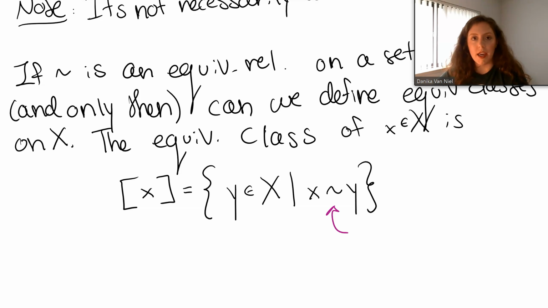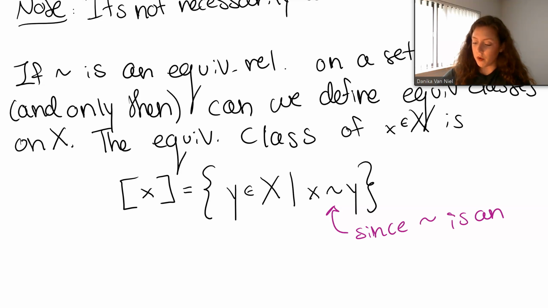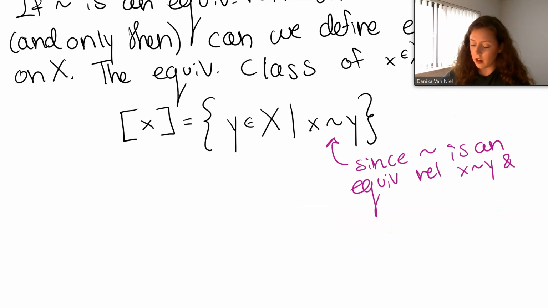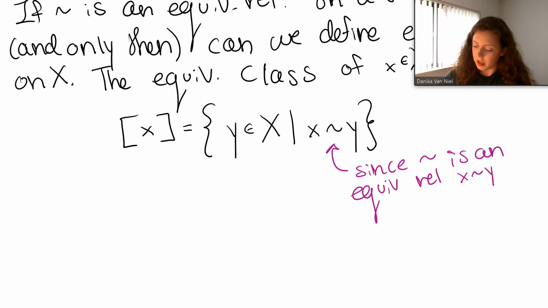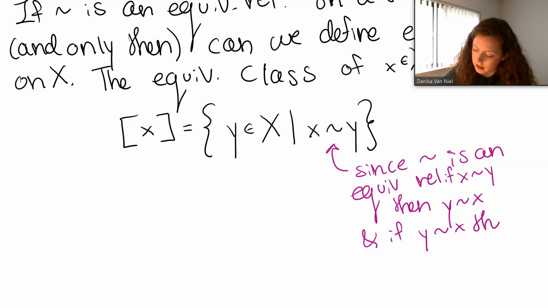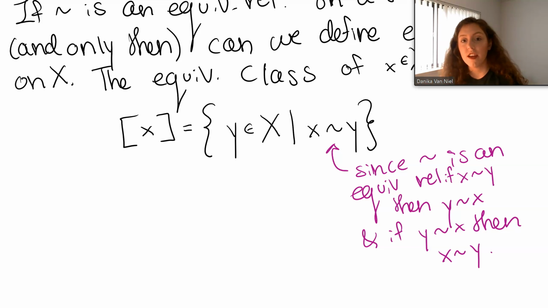Some of you might be thinking, and rightfully so, why is it x twiddles y and not y twiddles x? Well, since twiddle is an equivalence relation, if x twiddles y, then y twiddles x, and if y twiddles x, then x twiddles y, which means in general that it doesn't really matter what order we put them in anymore.